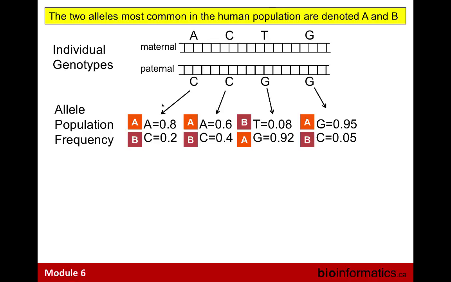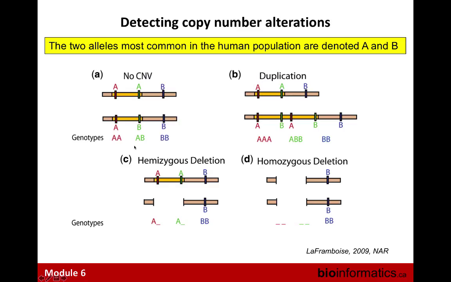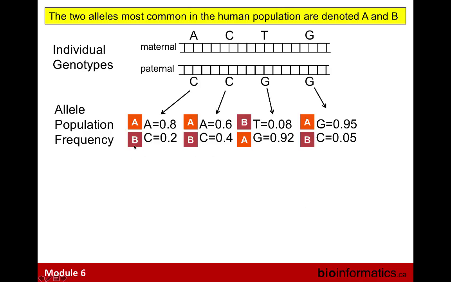So in the population, these alleles are associated with a specific frequency. So 80% of people, if you're going to profile hundreds or thousands of people, are going to have an A. So that's the A allele. 20% of people will have a C, so that's the B allele. So back in the previous slide, all this A and B stuff is actually this. The minor allele is always called B. The major allele in the population of people is called A.